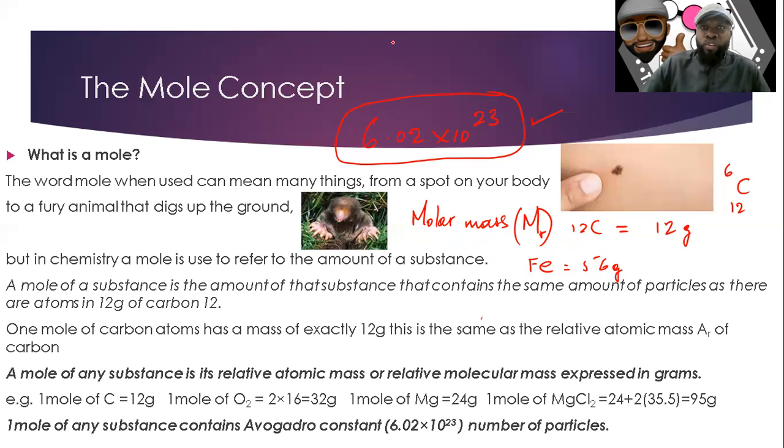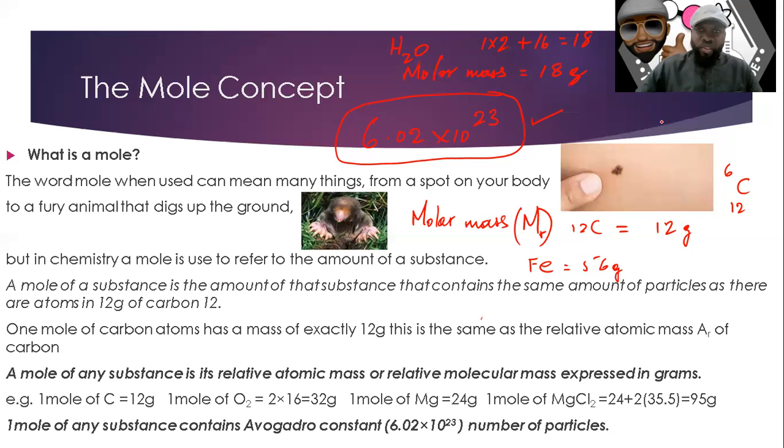So let's take water, for example. Water is H2O. Now, what is the relative molecular mass of water? How do we find it? We add the relative atomic masses of each atom. So hydrogen, there is 1, and we've got 2 of it, so 1 times 2 plus 16 for oxygen, that gives us 18. So the relative molecular mass of water is 18. Now what is the molar mass of water? Molar mass of water is the relative molecular mass of water in grams. So for water, molar mass is equal to 18 grams.